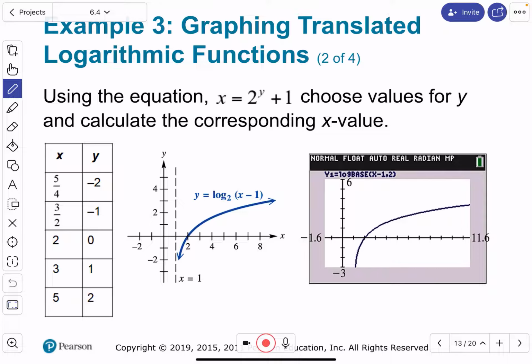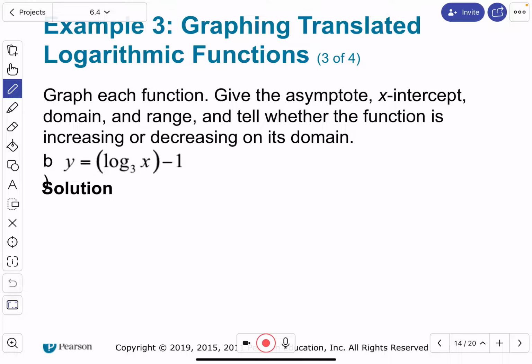Another way to do it, if you're not sketching and you're actually graphing it, is you just plug different points into the equation and graph the points you get. So if you plugged in 5/4, you'd get -2, graph that point. Plug in 1.5, you get -1, graph that point. You can do that with any function. So if you graph this one, what would happen? What's the transformation that happens to this graph?